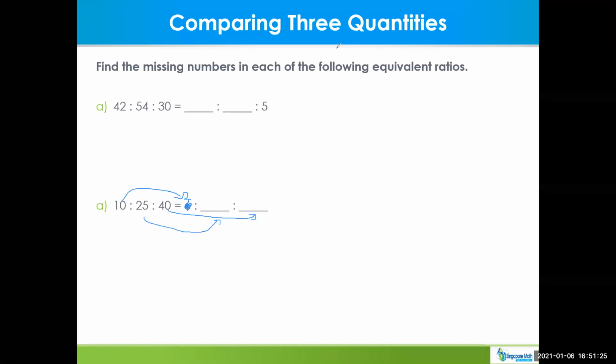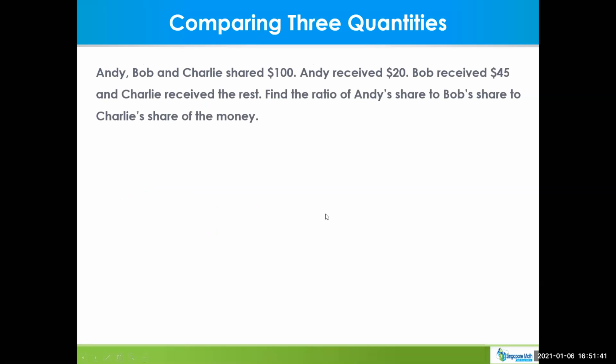So for the very first one, you would have gotten 7 is to 9 is to 5. Very good. And the second one, you would have gotten 2 is to 5 is to 8. Well done. Very good. Now let's look at word problems.